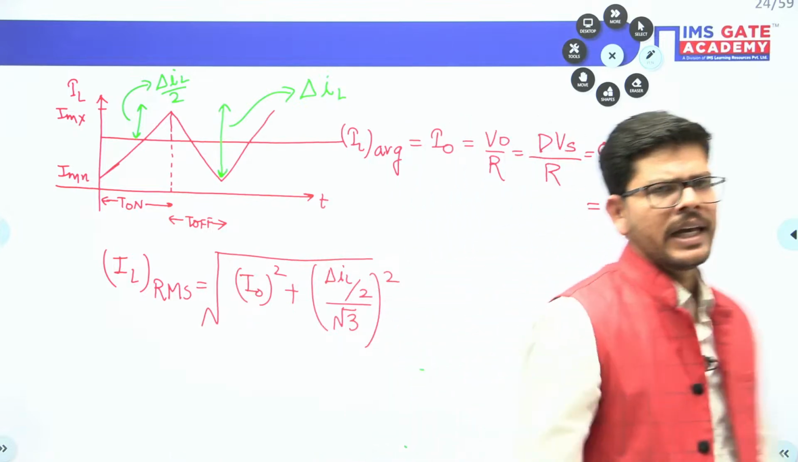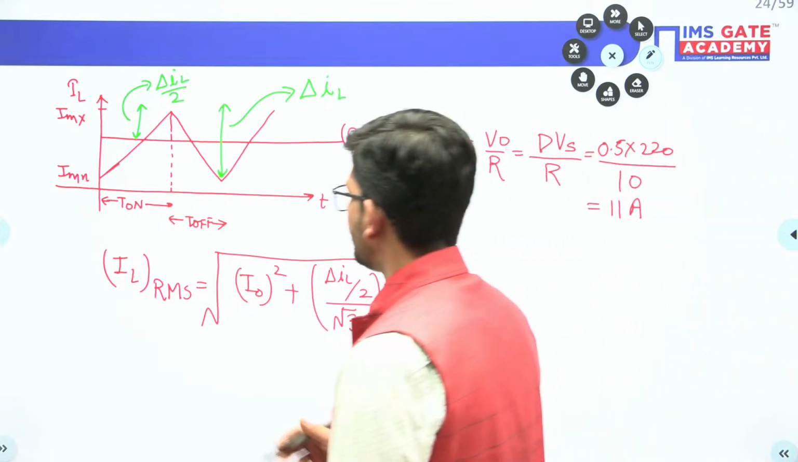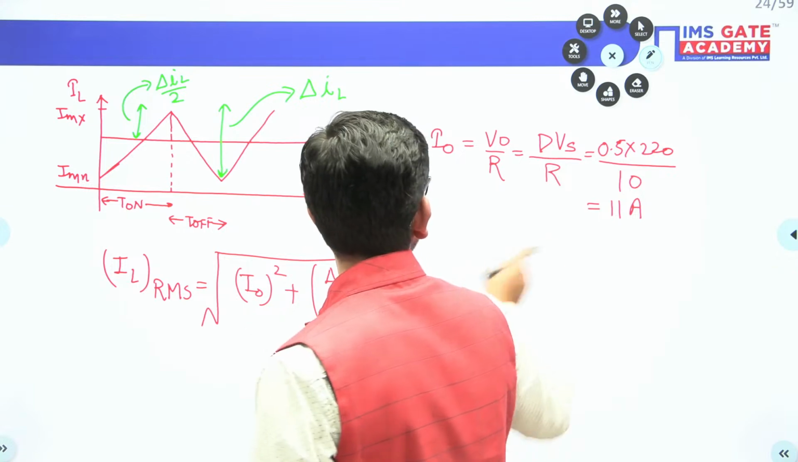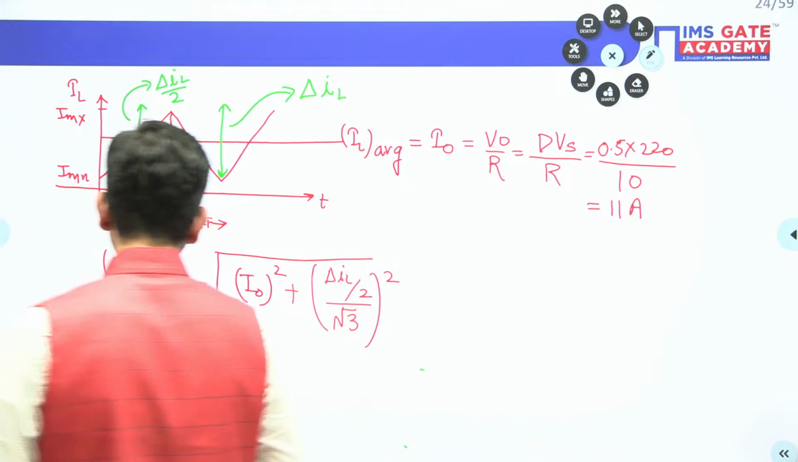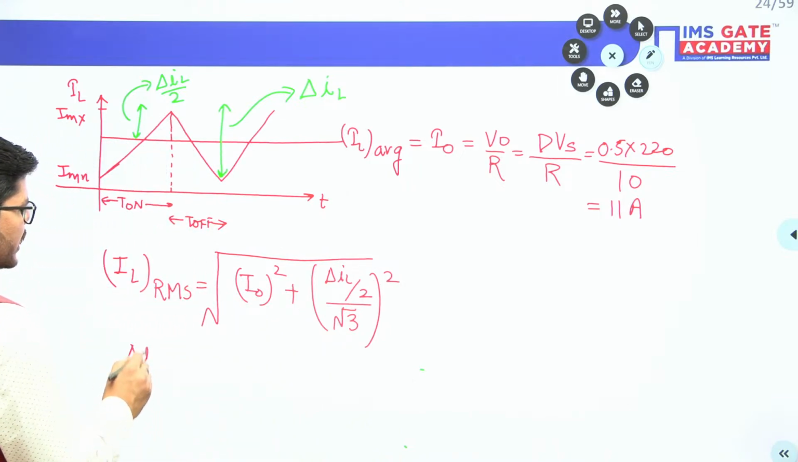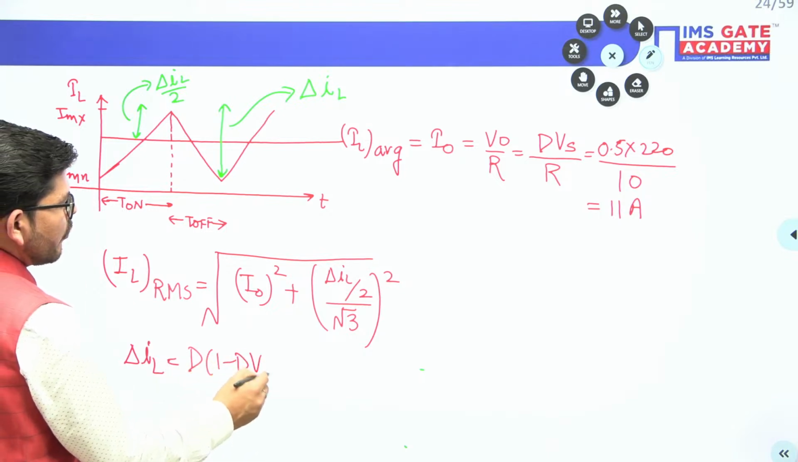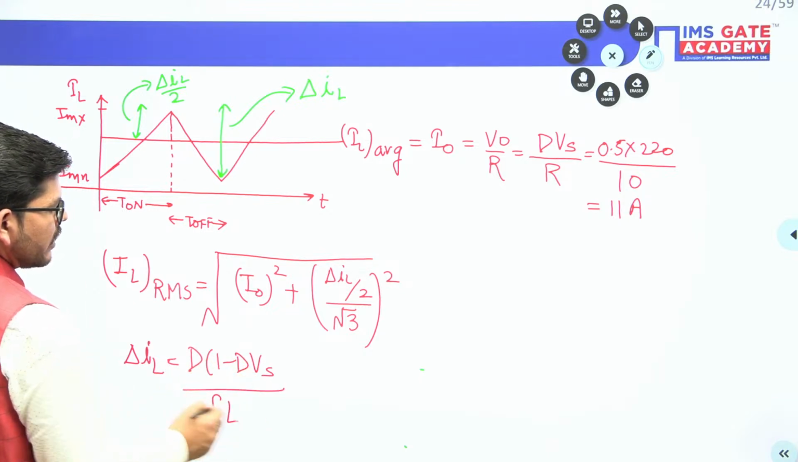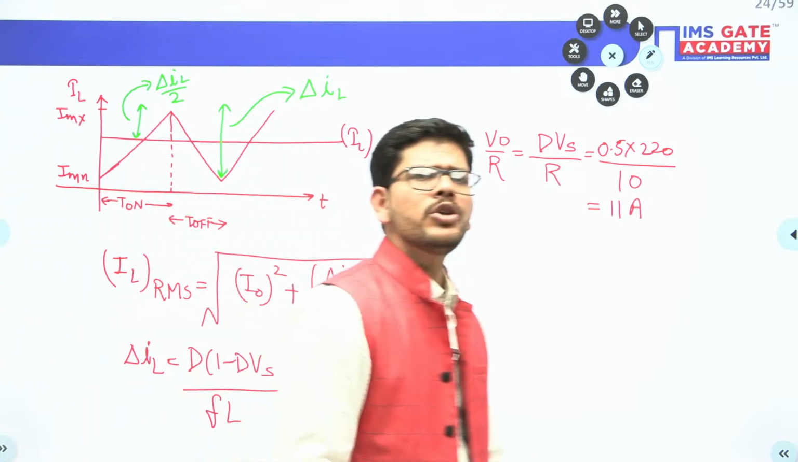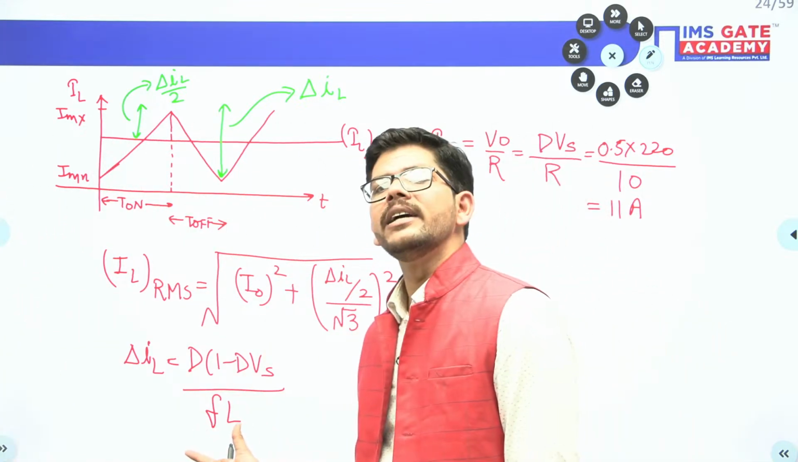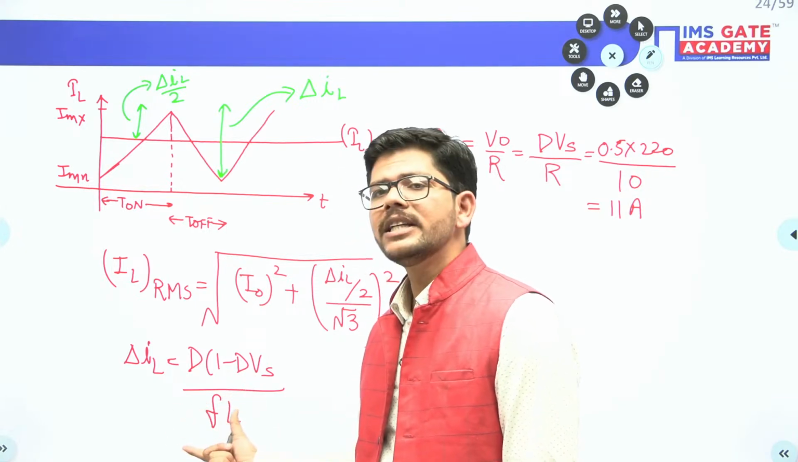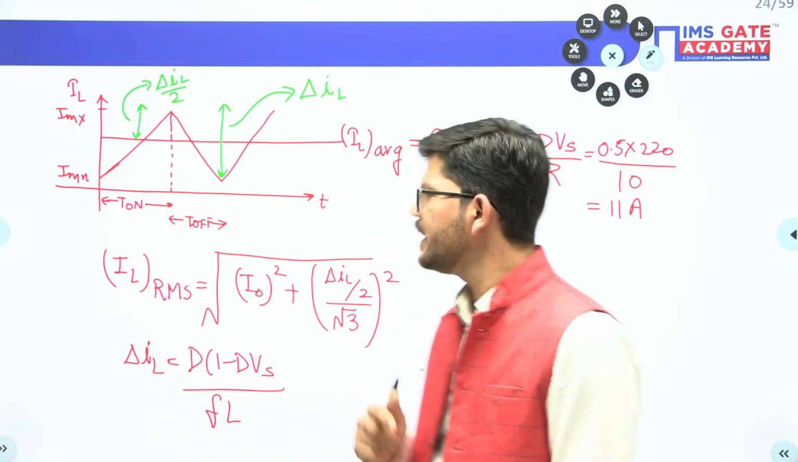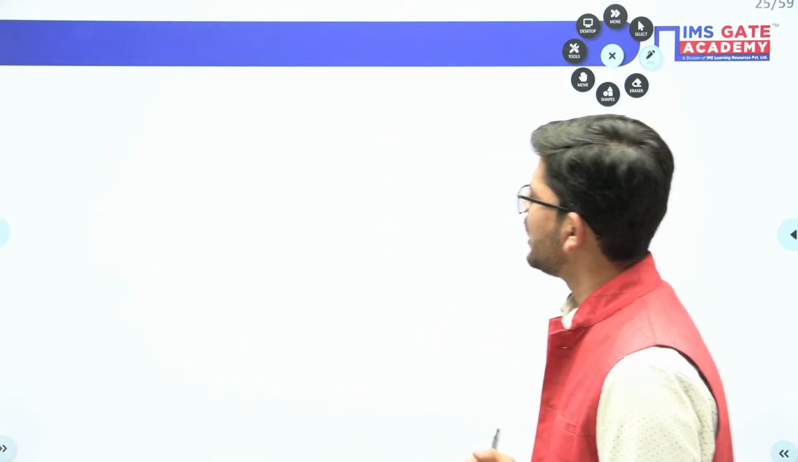Now if you are to solve this particular expression, the I naught value you already have. All you have to get is del IL. Now what is del IL, guys? Del IL is D into 1 minus D, Vs over FL. Now if you forget this particular formula for the peak to peak ripple current, you can derive it very easily. How can you derive it? Let me just tell you.